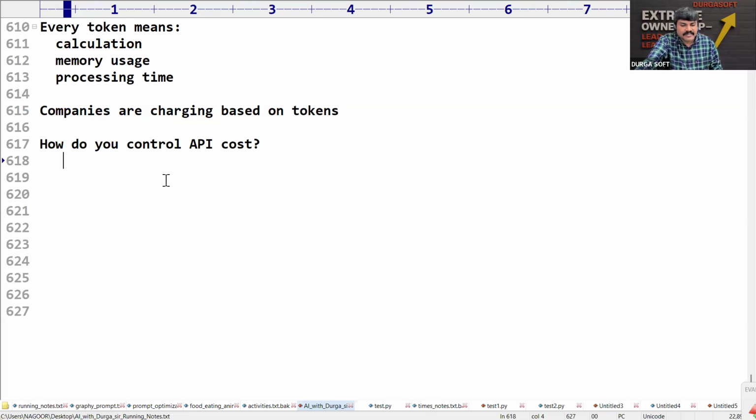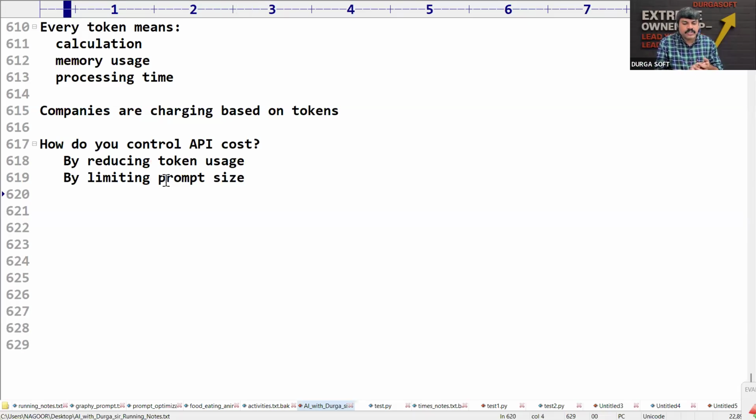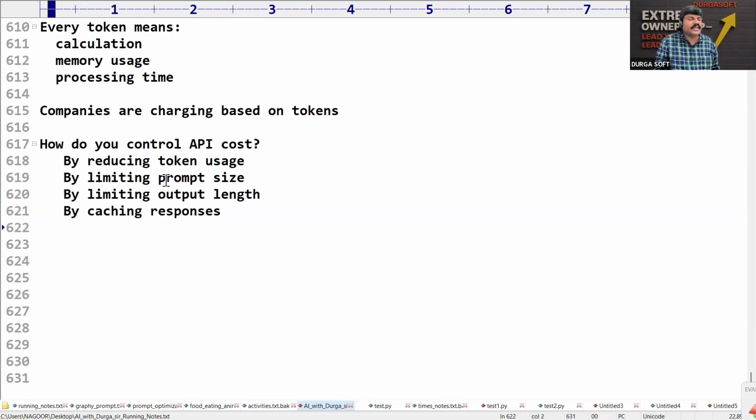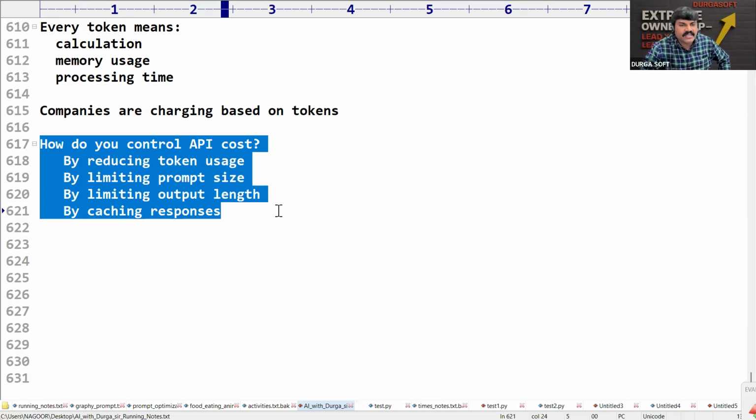We can customize our API. So, how do you control API cost? By reducing token usage, by limiting prompt size, by limiting output length. There is also a mechanism called caching responses. Maybe in future we may discuss it, but just be aware of the word: by caching responses instead of generating the output multiple times. These are various things you can control. By using these ways you can control API cost.